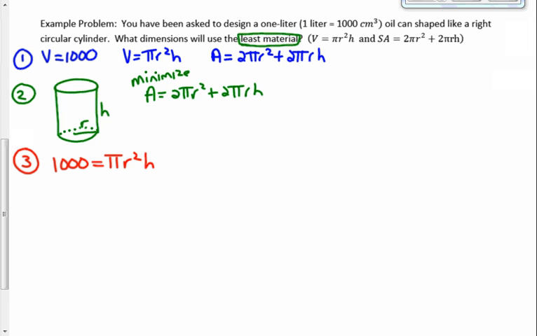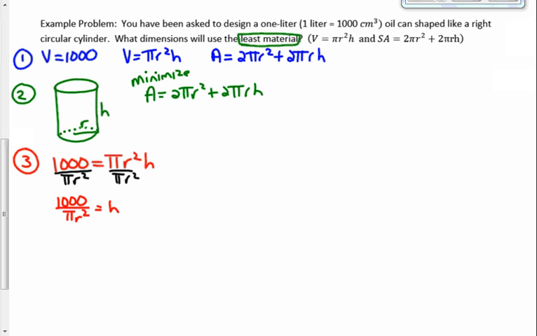In looking at r, eventually when I solve for r, I'm going to have to take a square root. I really don't want to. So instead what I'm going to do is solve for h. So to do that, I divide by pi r squared. So that gives me that my h is 1,000 divided by pi r squared. That's my h. So I've done step 3.